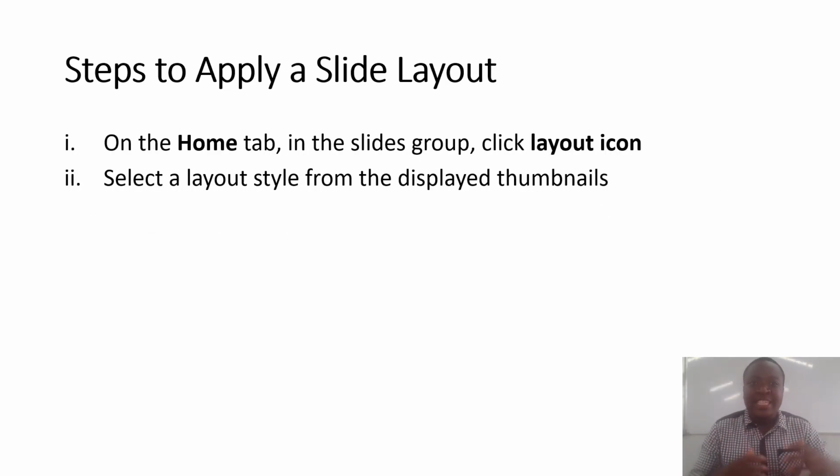Now let's look at the steps to apply a slide layout. How can you apply a slide layout? Number one, on the Home tab, go on the Home tab. In the Slides group, click Layout icon. After clicking that one, select a layout style from the displayed thumbnails.